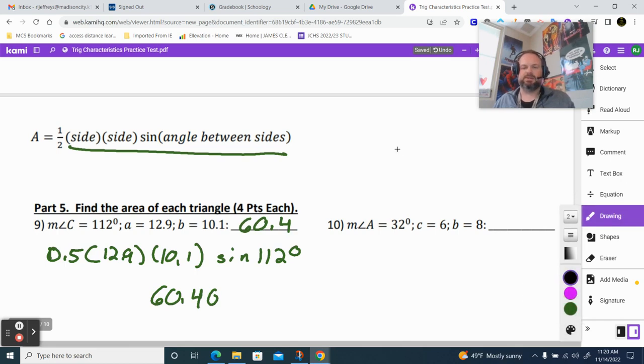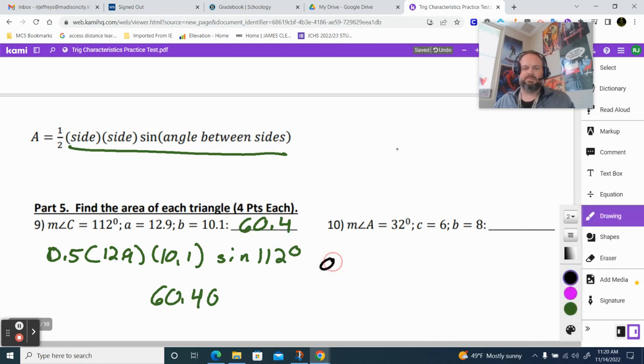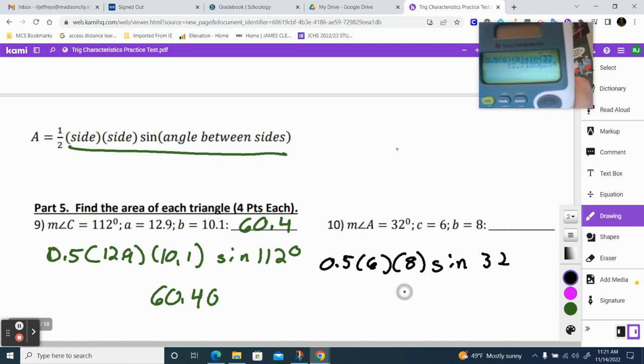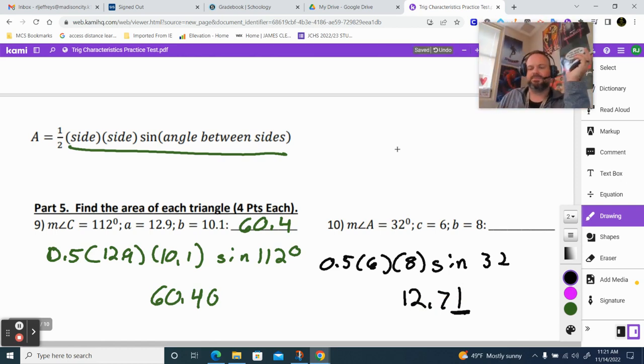Similarly to this right here, this is going to be 1/2 or 0.5 times 6 times 8 times the sine of 32. 0.5 times 6 times 8, sine of 32. Okay, so I get 12.71. I'll only look right here. I don't keep looking any further. Okay, because this is less than 5, it's just 12.7. Okay.